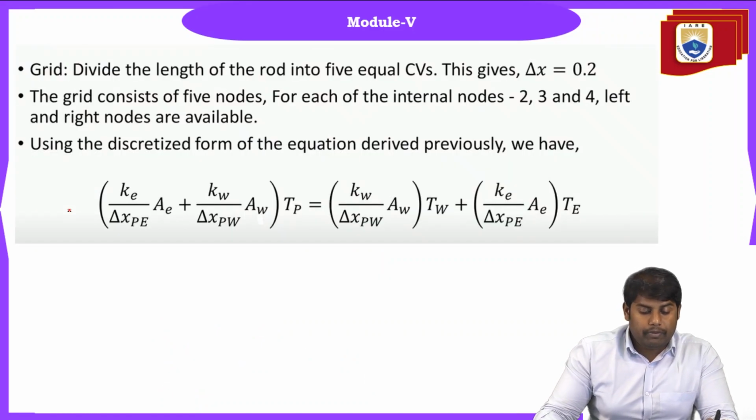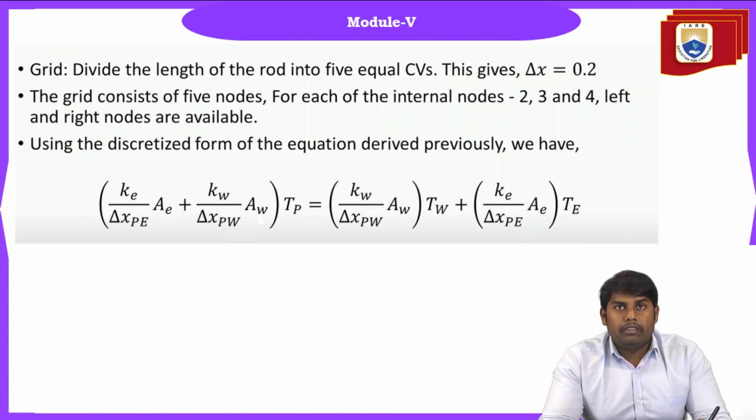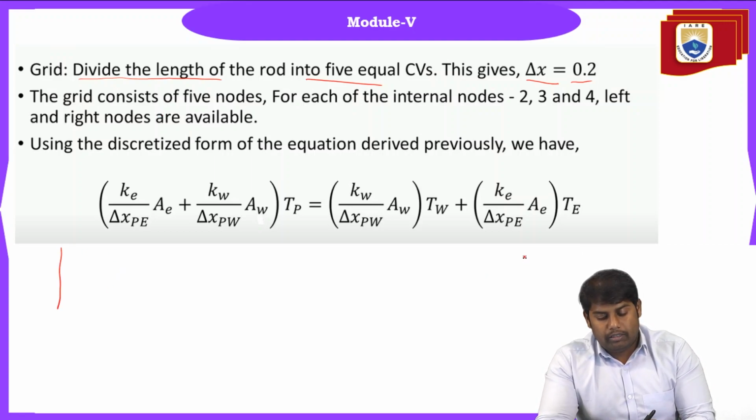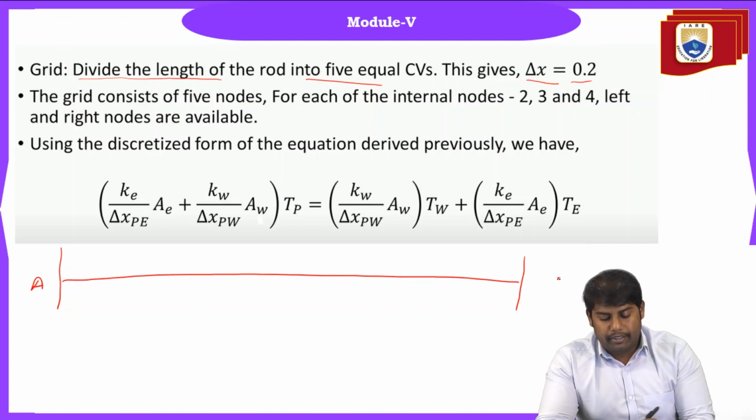So let's do it. Right. Now here, what do we have? Here we are dividing the grid into 5 elements, and let us take the delta x as 0.2. Fine. Now, as we have seen, let me draw it again. We will draw in big picture. So this is the rod. This is boundary A. This is boundary B.